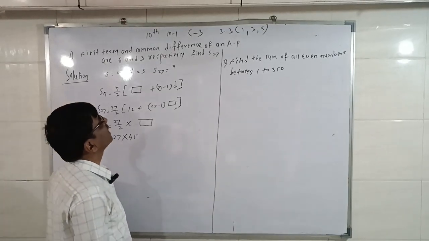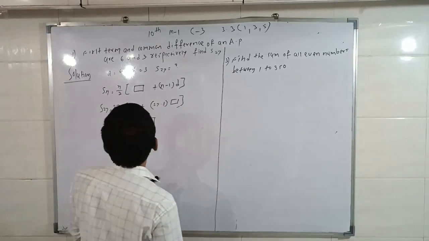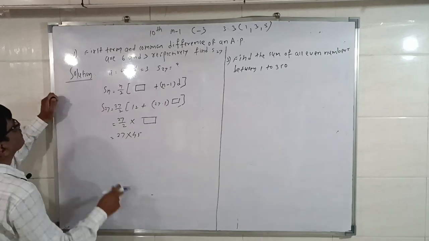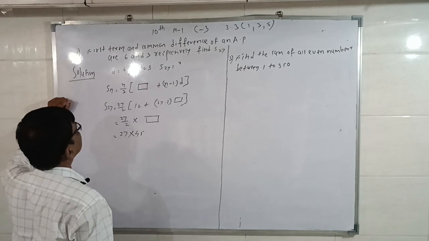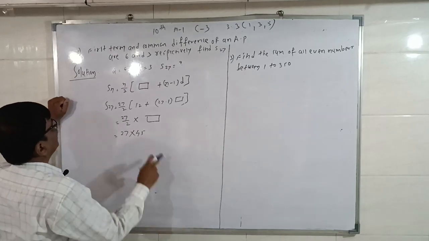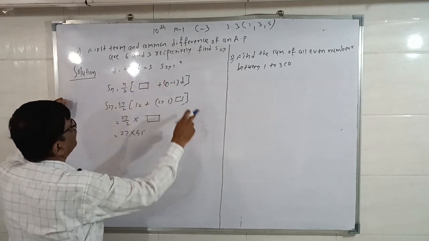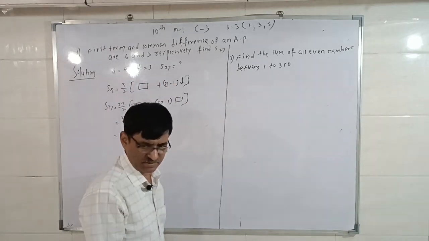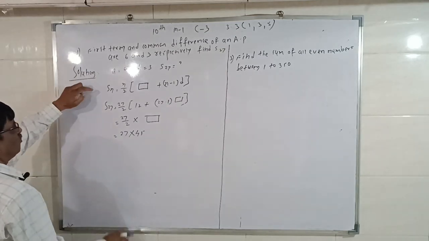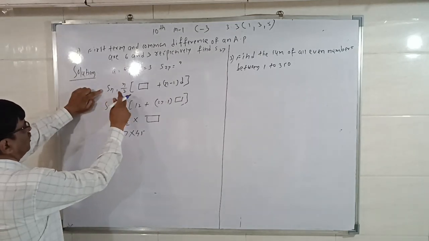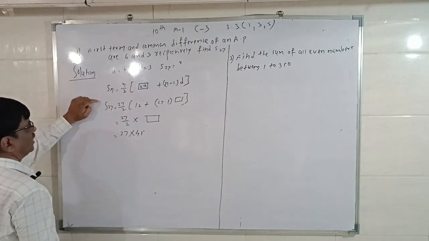Okay, Maths 1, Chapter 3, 8.3, question number 135. Now, question number first. First term and common difference of an AP are 6 and 3 respectively. So a is equal to 6, d is equal to 3. Find S27. For that, we have to fill the boxes. So, you know the formula, Sn is equal to n upon 2 into (2a plus (n minus 1) d).